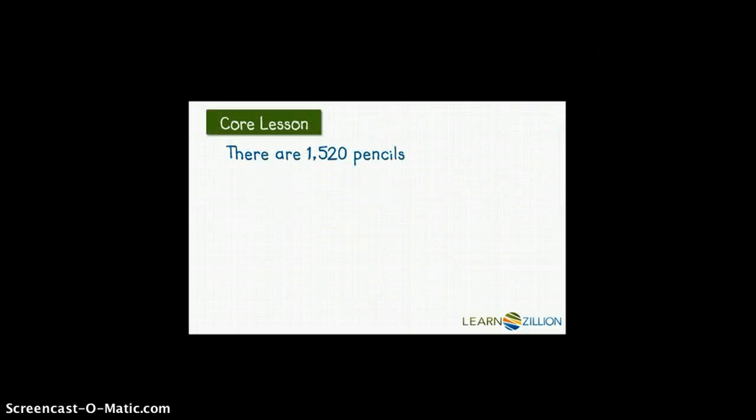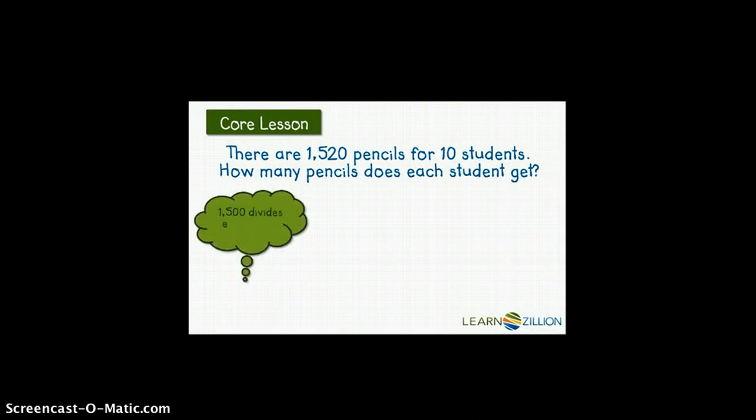Let's try another one. There are 1,520 pencils for 10 students. How many pencils does each student get? I'm going to start with a smart estimate, and I'm going to go ahead and round 1,520 to 1,500 divided by 10 because that's pretty close to my original number and easy to divide. And I'm going to get a smart estimate of 150. Now let's give this a try. I need to write my number in expanded notation.